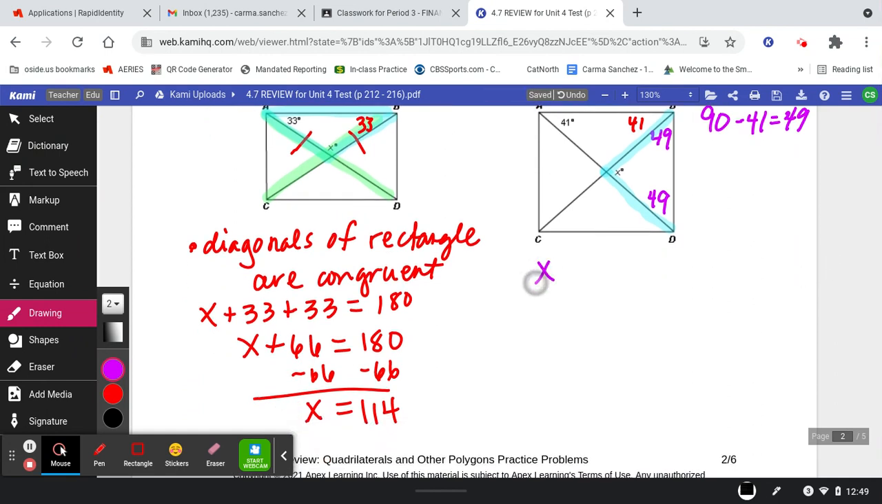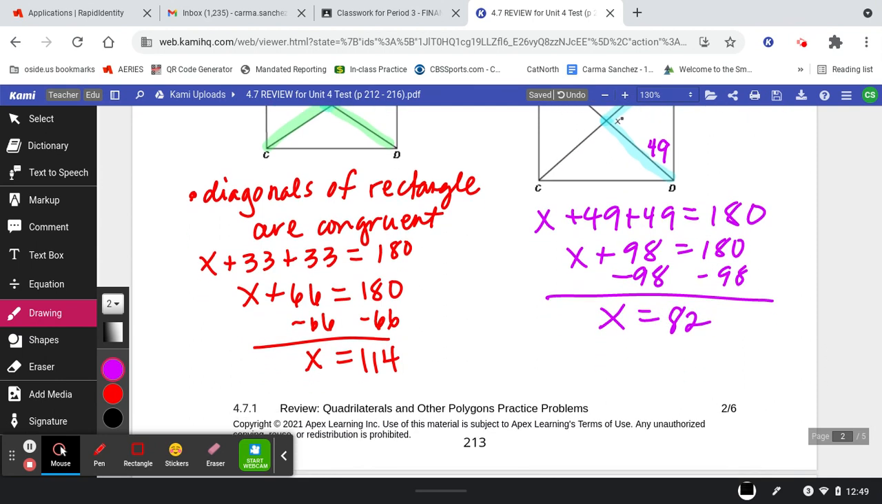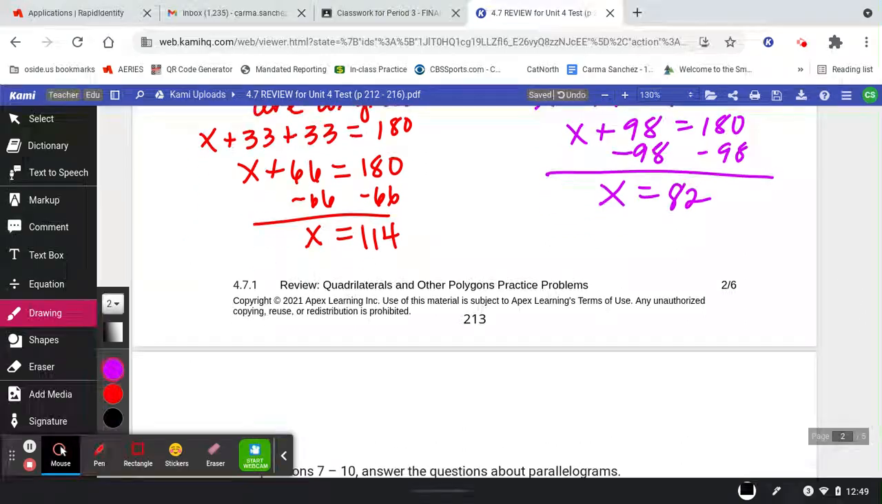Okay, so here we go. x plus 49 plus 49 equals 180. x plus 98 equals 180, and grab your calculator and do 180 minus 98 and you should get 82. How'd you do?